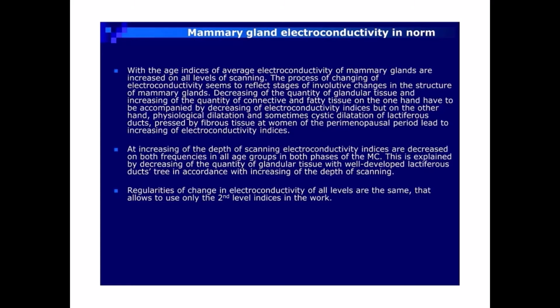Decreasing of the quantity of glandular tissue and increasing of the quantity of connective and fatty tissue on the one hand have to be accompanied by decreasing of electroconductivity indices, but on the other hand, physiological dilatation and sometimes cystic dilatation of lactiferous ducts pressed by fibrous tissue at women of the perimenopausal period lead to increasing of electroconductivity indices.